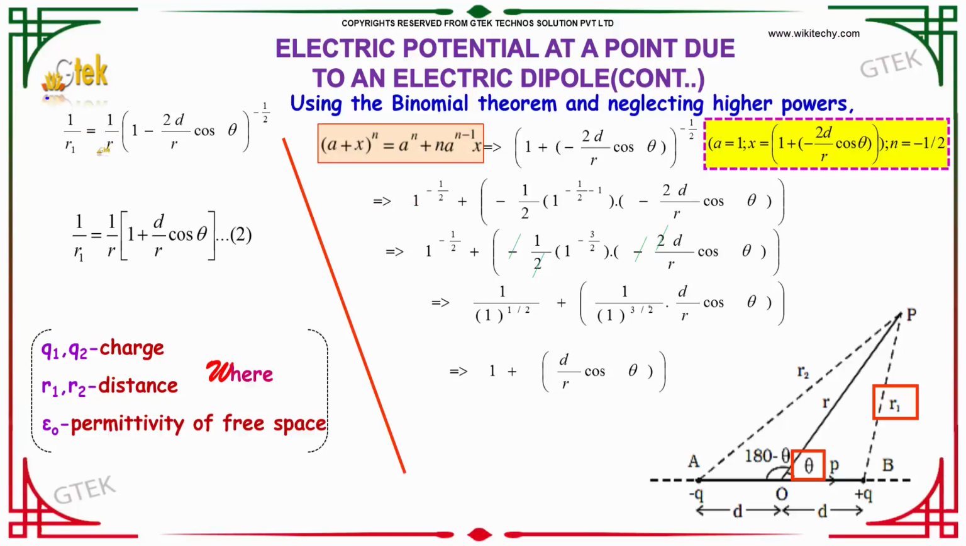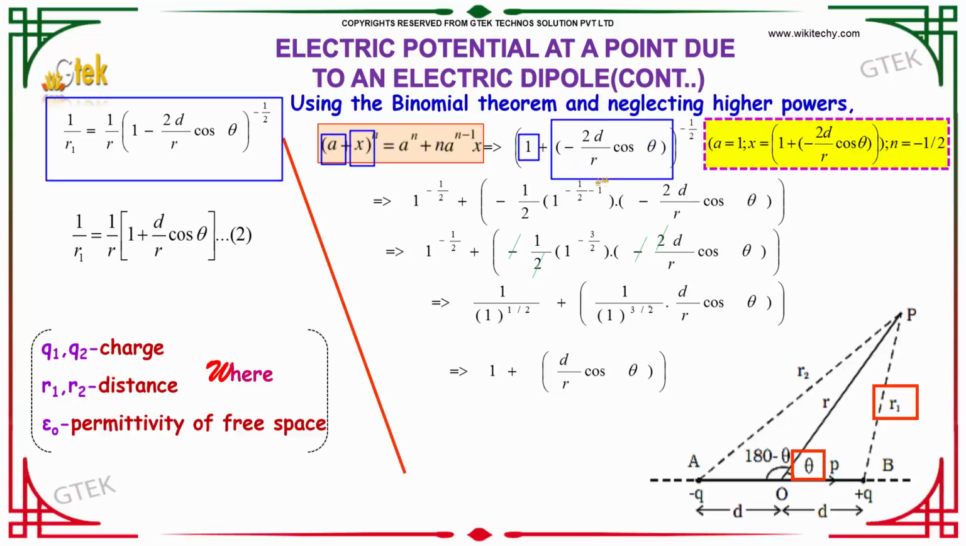So this was the previous equation which we got before. 1 divided by R1 is equal to 1 divided by R multiplied by (1 minus 2D divided by R cos theta) the whole power minus 1 by 2. So applying the binomial theorem, this will become 1 plus minus of 2D divided by R cos theta. So this term is indicating A and this term is indicating X.